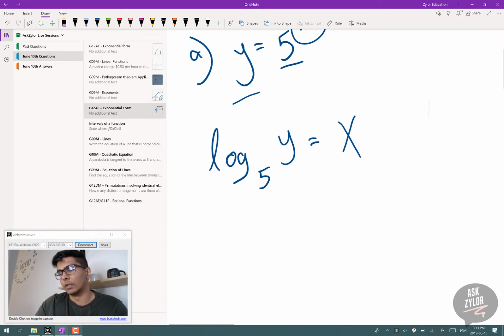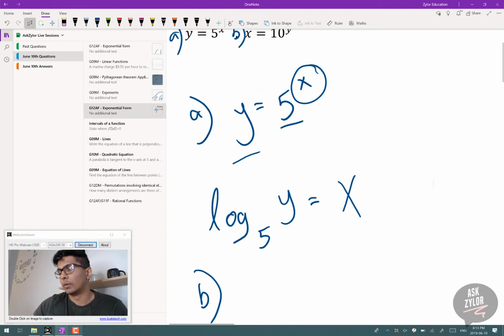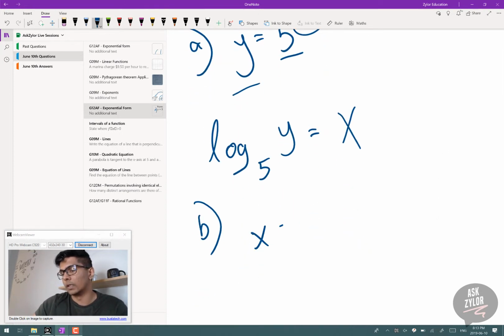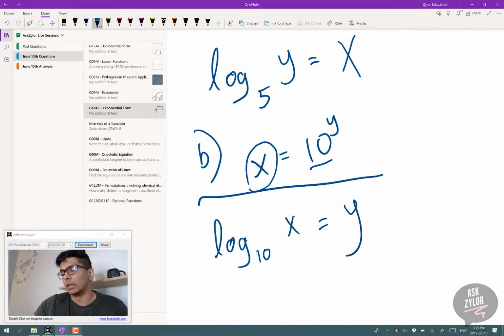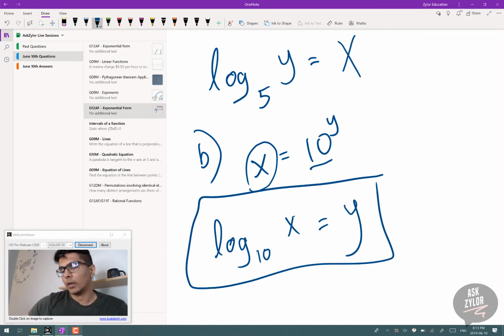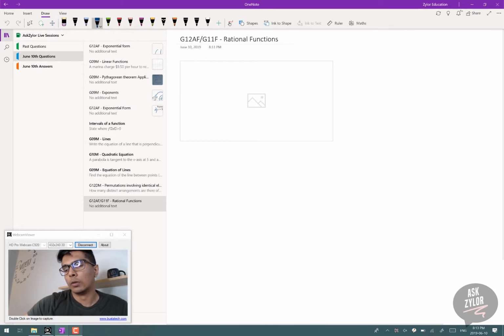Okay, so let's do another example just to see if we understand. So x is equal to 10 to the power y. Okay, once again, we know 10 is being raised to some exponent, so that tells me the base is going to be 10. Okay, so again, the exponent is going to be the output of my logarithm, so log base 10 of x is going to equal y in this case. Okay, so let's deal with another one.